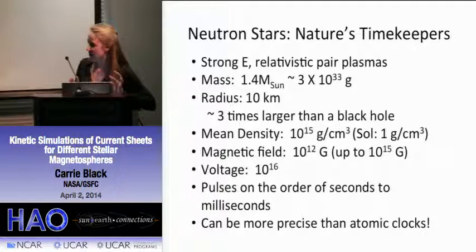These things send these pulses. This is why they're called pulsars, because you can see these pulses that are on the order of milliseconds, and they are so incredibly precise. They are more precise than atomic clocks. They really are nature's timekeepers. Okay.